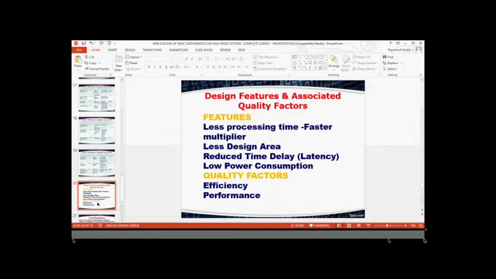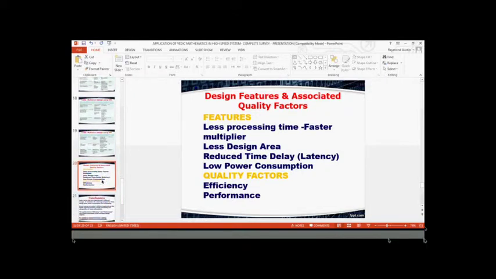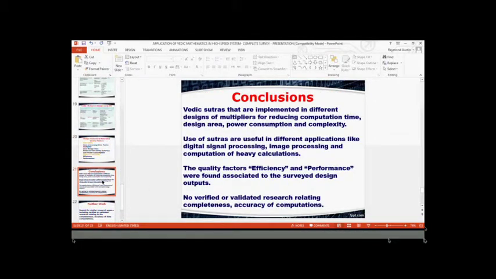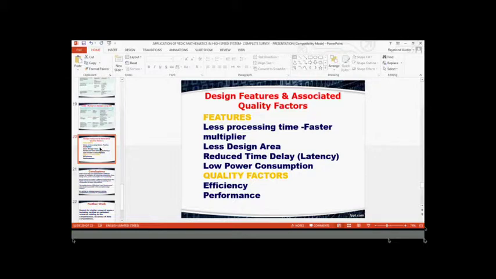Now, if we look at all these designs, they had more or less the same features. Their approach was to reduce the processing time, reduce the design area and the delay time, and lower power consumption. We were able to find that all these features were very much related to efficiency and performance. However, we have about 11 quality factors and we couldn't find a relationship, because all of them were aimed at reducing the design area and the power consumption, and not focusing on efficiency or reliability or other things that are also very important.